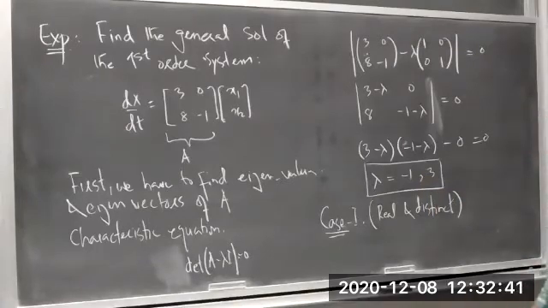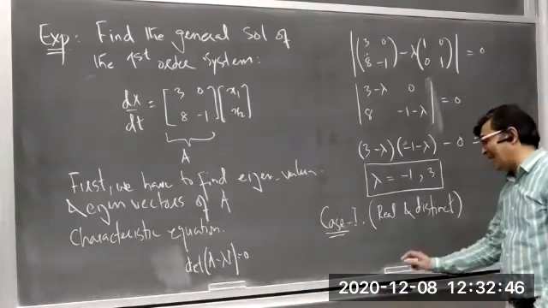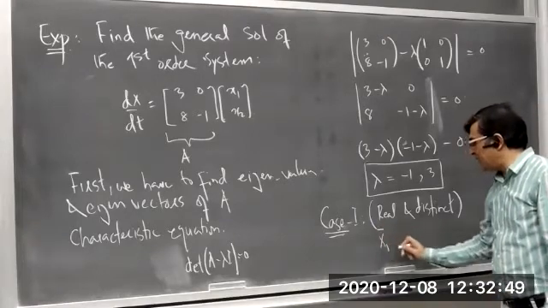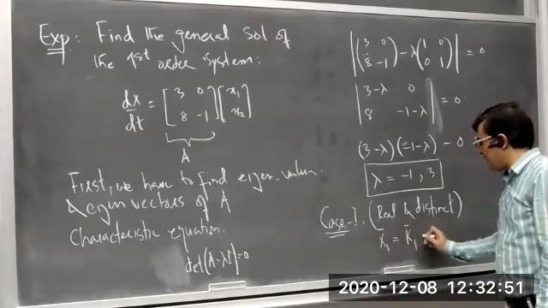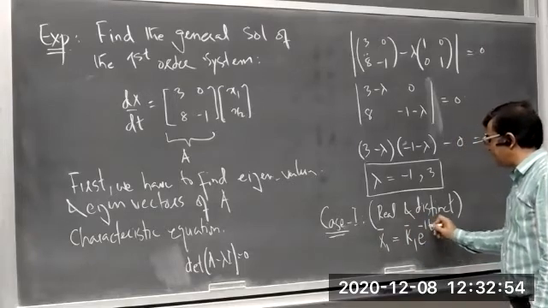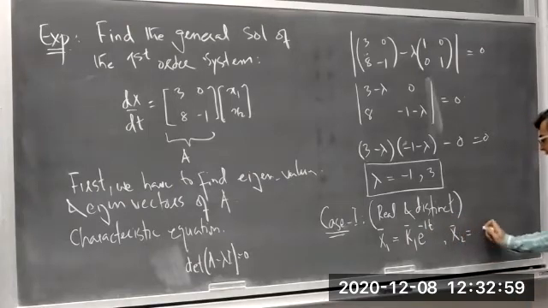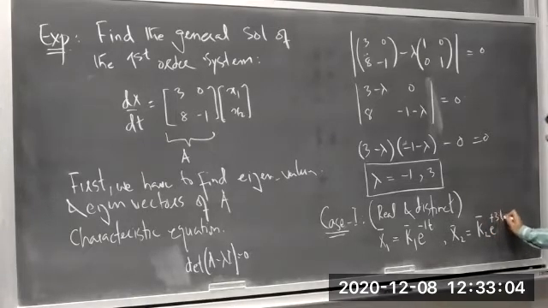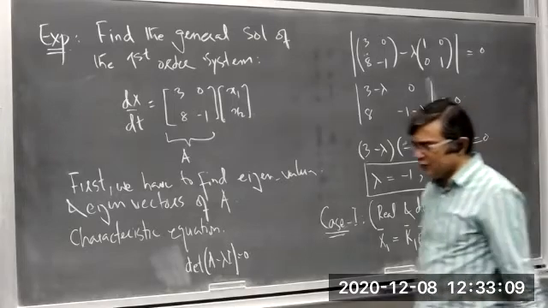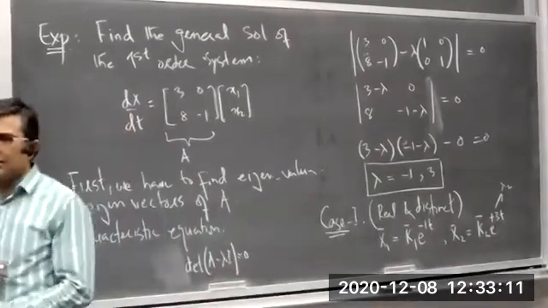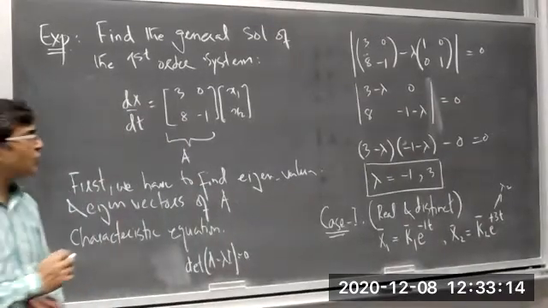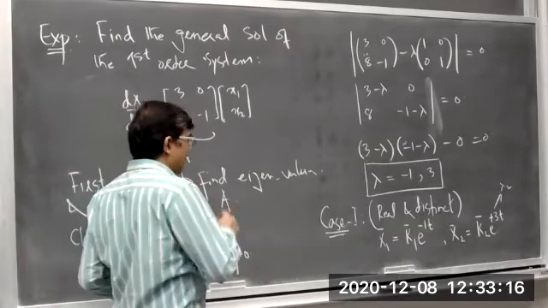In that case, we can always obtain two linearly independent solutions: x1, which is k1 times e to the power minus 1t, which is lambda 1 here, and the other solution, which is k2 e to the power 3t. This is your lambda 2. If the roots are real and distinct, we can always find linearly independent solutions corresponding to each eigenvalue.